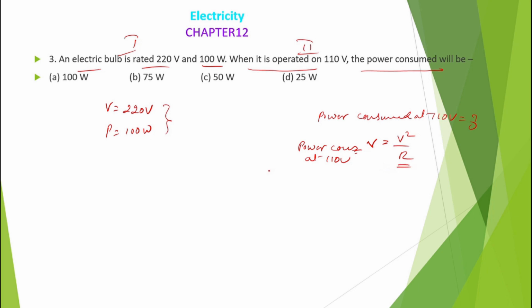So we don't know the R, so we have to calculate R. Then R of bulb, resistance of bulb, P is equal to V square by R. Cross multiply this, you will get R is equal to V square by P. So R is equal to 220 volt whole square divided by the power he has given, 100 watt. So now we got R. You substitute R here.